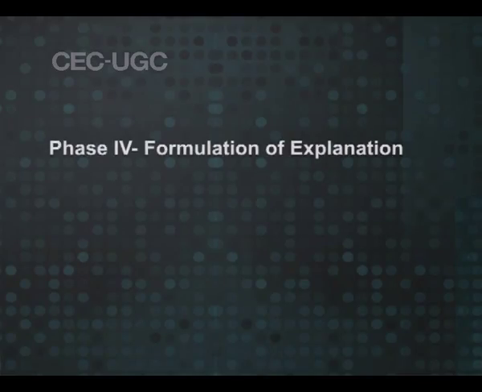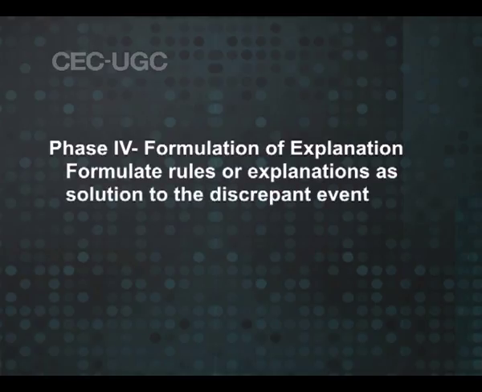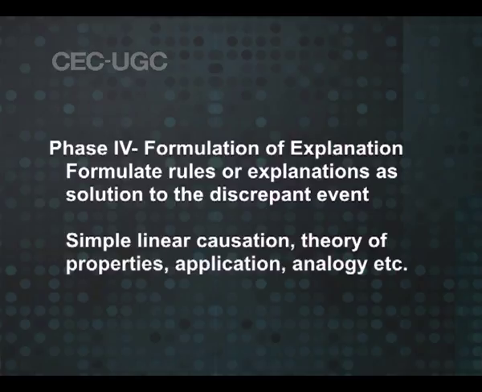Phase 3, data gathering, experimentation. Search for the data, isolate relevant principles to find out the relation and hypothesize the causal relationship. Phase 4, formulation of explanation. Formulate rules or explanations as solution to the discrepant event. Here the methods are simple linear causation, theory of properties, application, analogy, etc. Phase 5, analysis of inquiry process. Analyze the inquiry strategy to develop more effective ones.